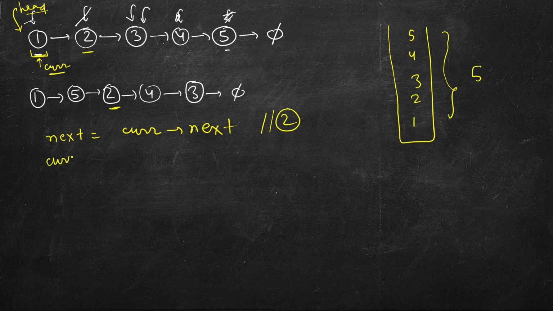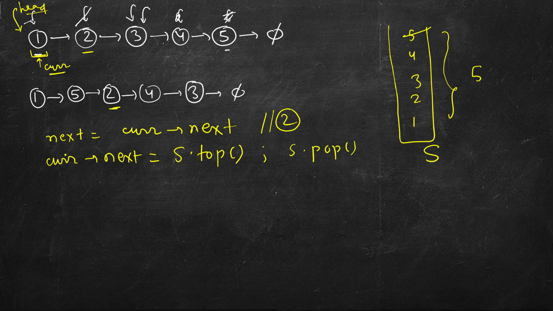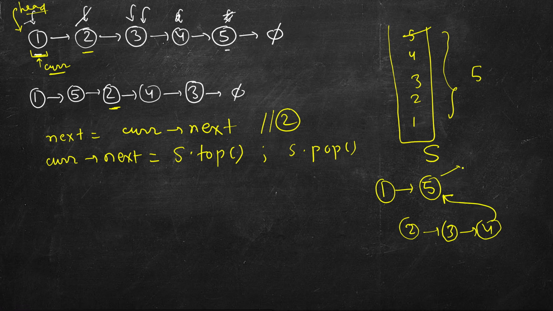And then current's next is equal to top of the stack, so this is s dot top. And then we also pop it. So 5 is gone, and current's next is this top. So what is the state? We have 1. Its next is pointing to 5, and 5's next was null, so no other pointer changes. And 2 is separate. So 2 is pointing to 3, 3 is pointing to 4, 4 is pointing to 5, and 5 is not pointing anywhere. So this is the state after this statement.